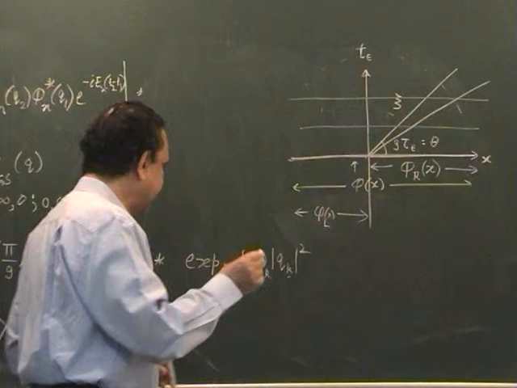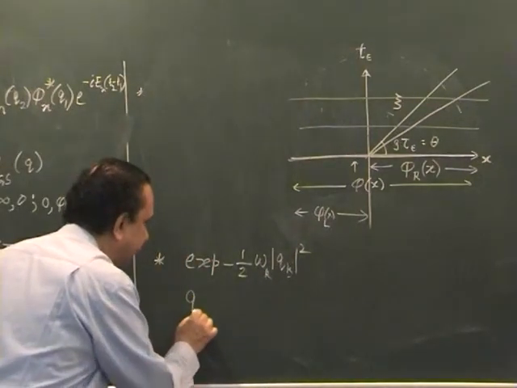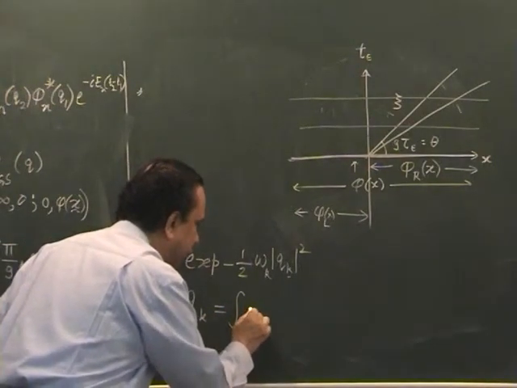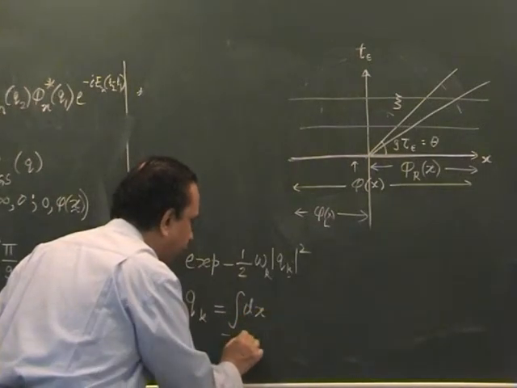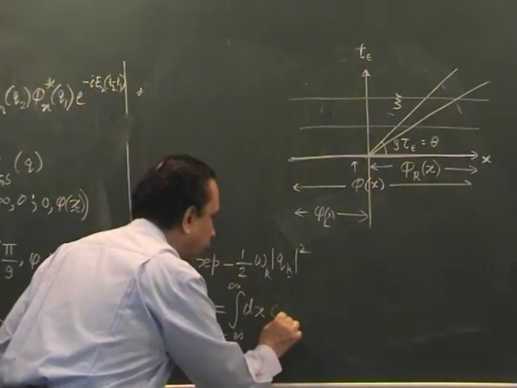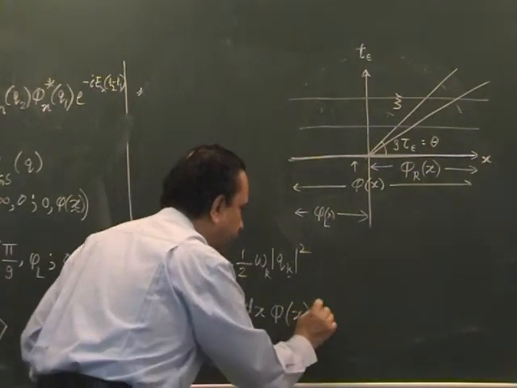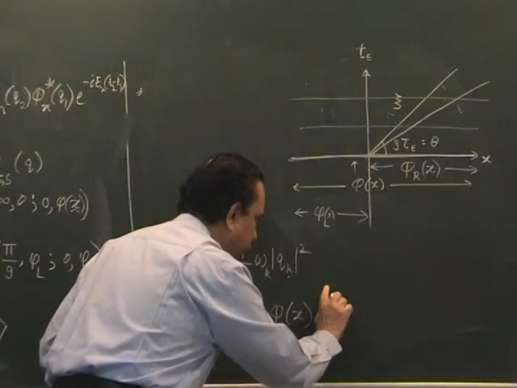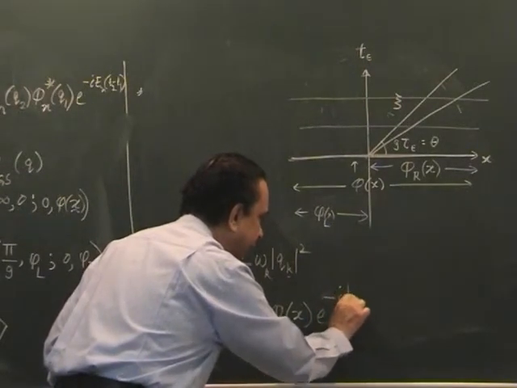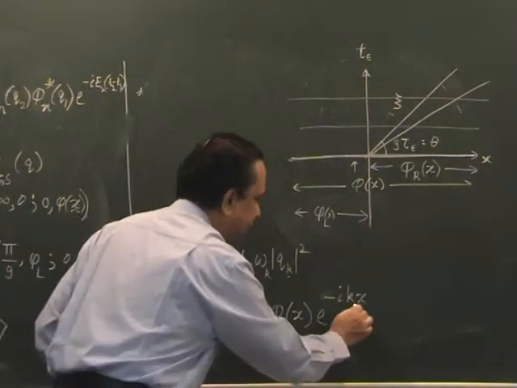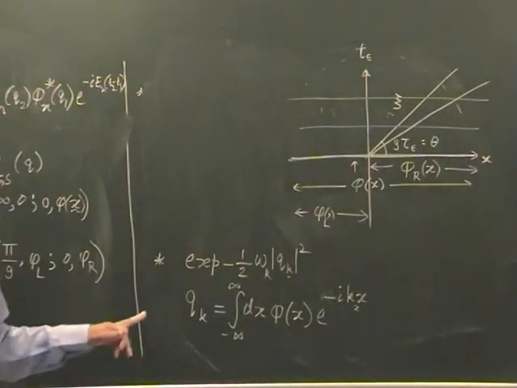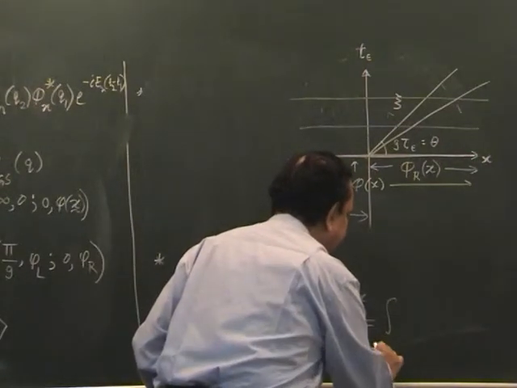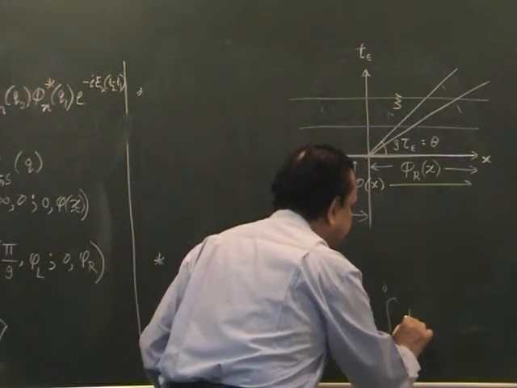But what you can do is that you can write this q_k. See, the q_k is obtained by integrating, let me do it in one dimension, integrating over dx of phi of x at t equals 0 times e to the minus ikx. Here k_x is the x component, times x, the x coordinate. Now what you do is you separate this out into two integrals. You write it as an integral from minus infinity to 0 plus an integral from 0 to infinity.